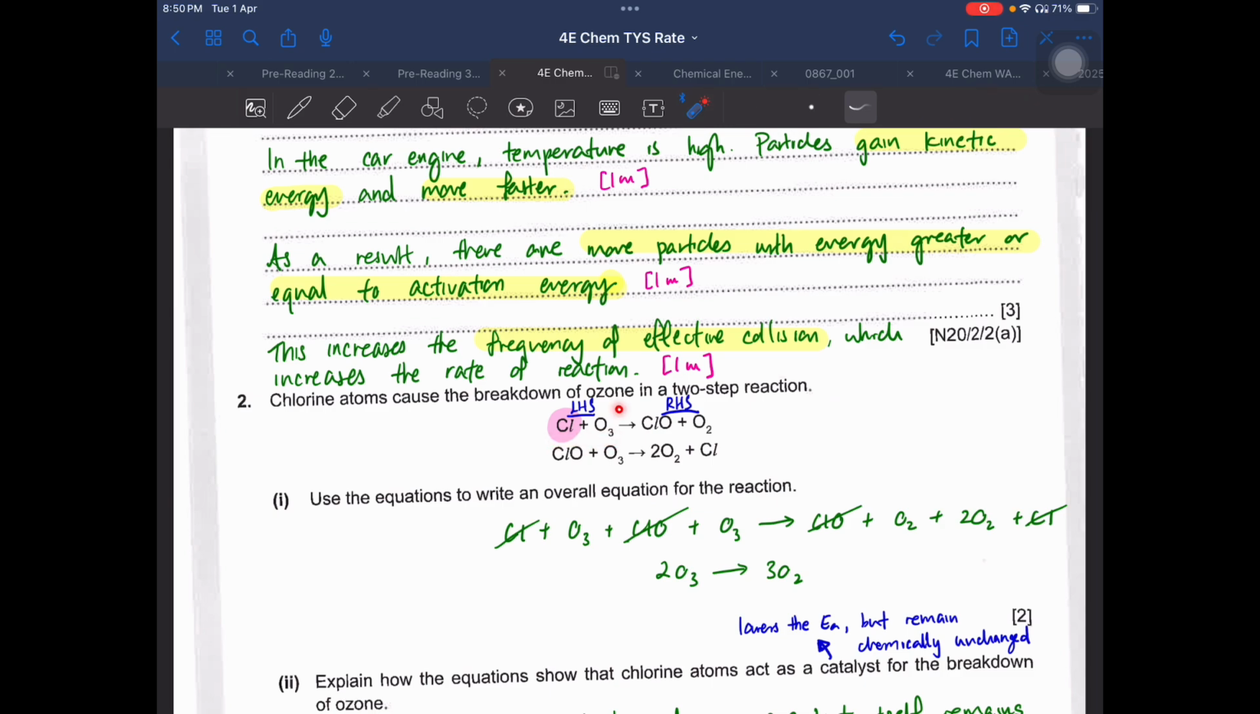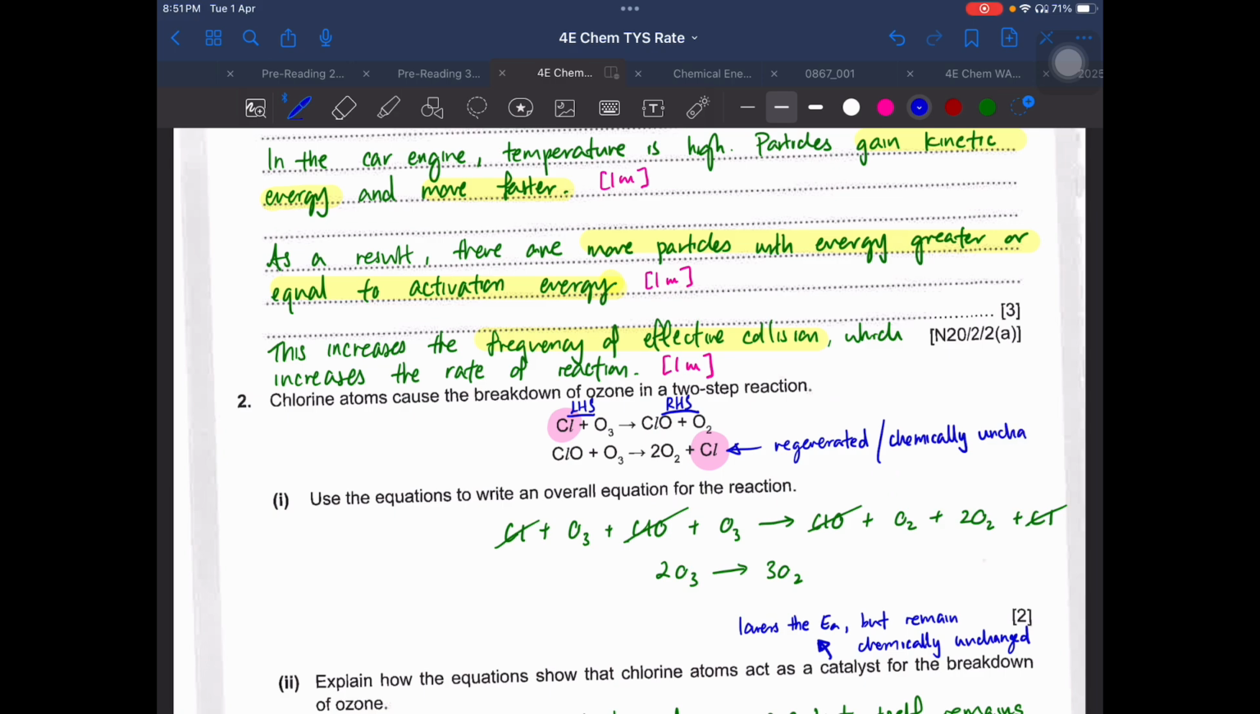In the process, it actually broke down one of the ozone into O2, and in the process it formed this other chemical. Then this other chemical actually went on to break down another ozone to, this time around, 2 oxygen, and in the process the chlorine forms it again. Now what this means is that this chlorine is essentially regenerated in the whole reaction. If you take note, in the first equation it was used, in the second equation it came out. This is what we call a chemically unchanged substance.